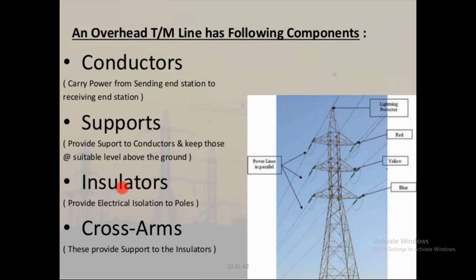Next one is insulators. You already know what an insulator is: it should not allow the current to pass through, and the cross arm provides support to the insulators. So these are the four terms we use in the transmission line system.